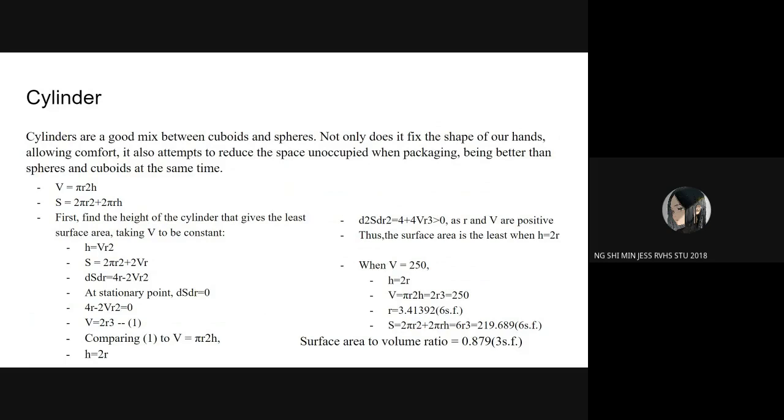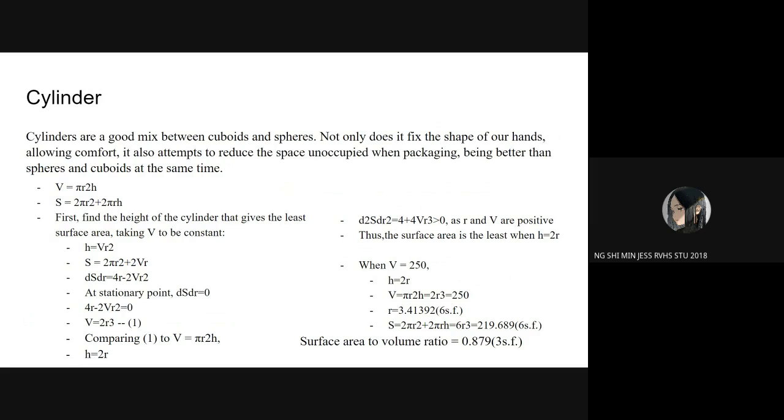Lastly, we considered cylinders. We found the radius and height that gives the minimum surface area. We took volume to be a constant and found the surface area in terms of the volume and radius. We then differentiated the surface area with respect to the radius and found that at the stationary point, the height is equal to 2 radii. This gives a minimum surface area as the second derivative is always positive.